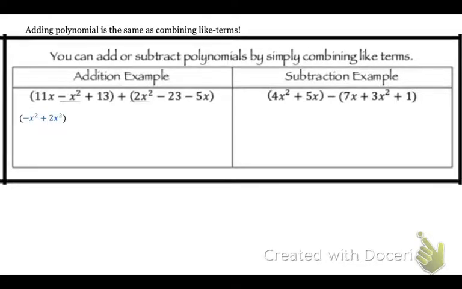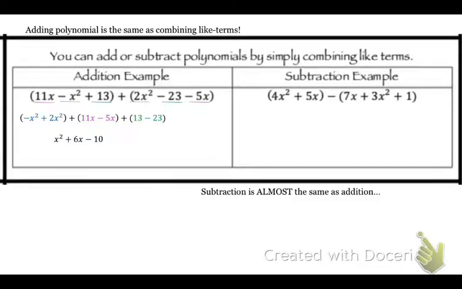So I'm going to get my x squared together first. So we have negative x squared and 2x squared. I'm going to group those together. Then I'm going to go to my x's. I have 11x and negative 5x. Group those together. Then I have 13 and negative 23. Group those together. Now negative x squared plus 2x squared is x squared. 11x minus 5x is 6x. 13 minus 23 is negative 10.